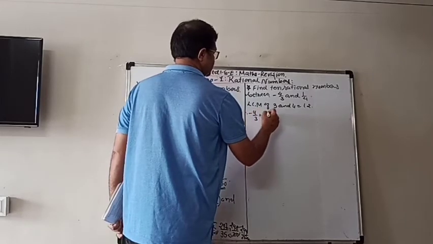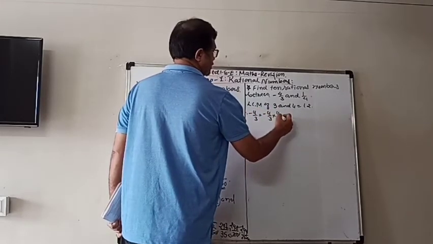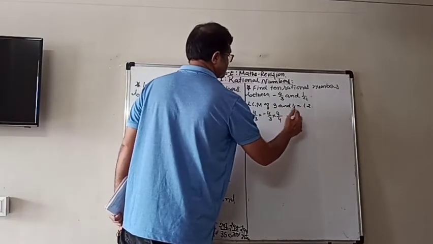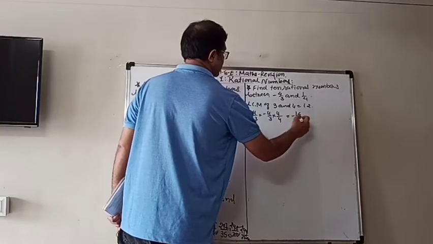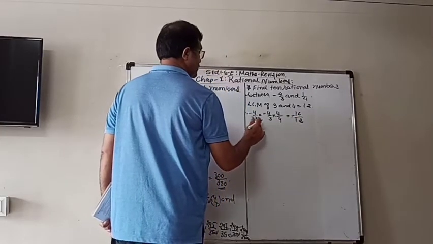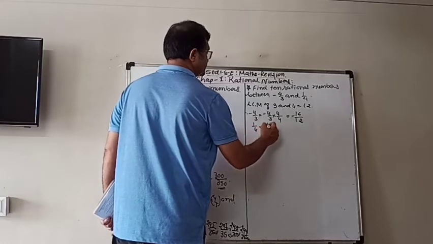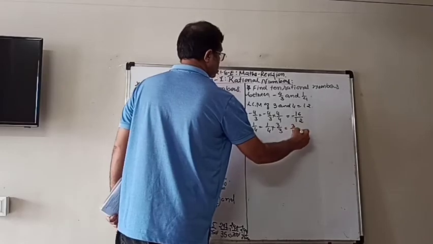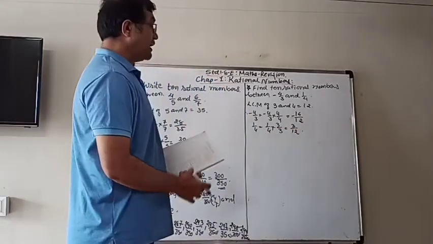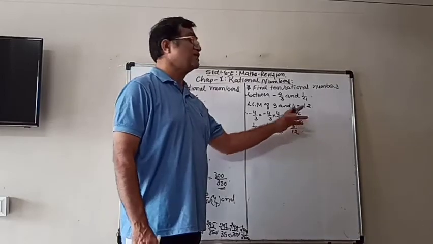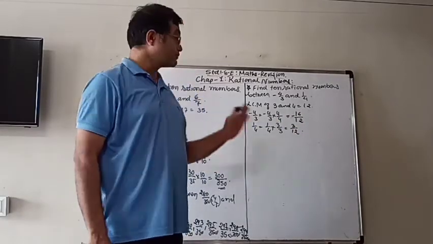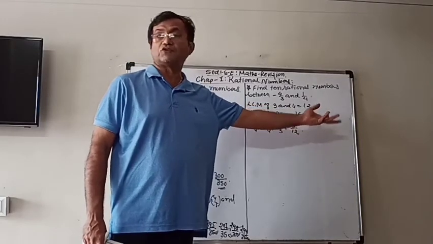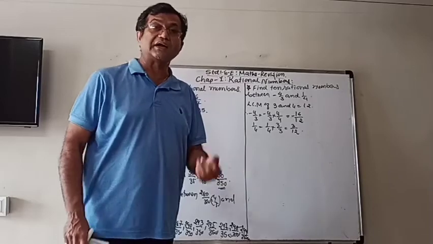Therefore minus 4 by 3 is equal to, we have to multiply by 4 upon 4 to make 12. So minus 16 upon 12 and 1 upon 4, we have to multiply by 3 upon 3, so it is equal to 3 upon 12. Now you can see that we already have a big range from minus 16 to 3. We have enough numbers, so we don't have to multiply them again.